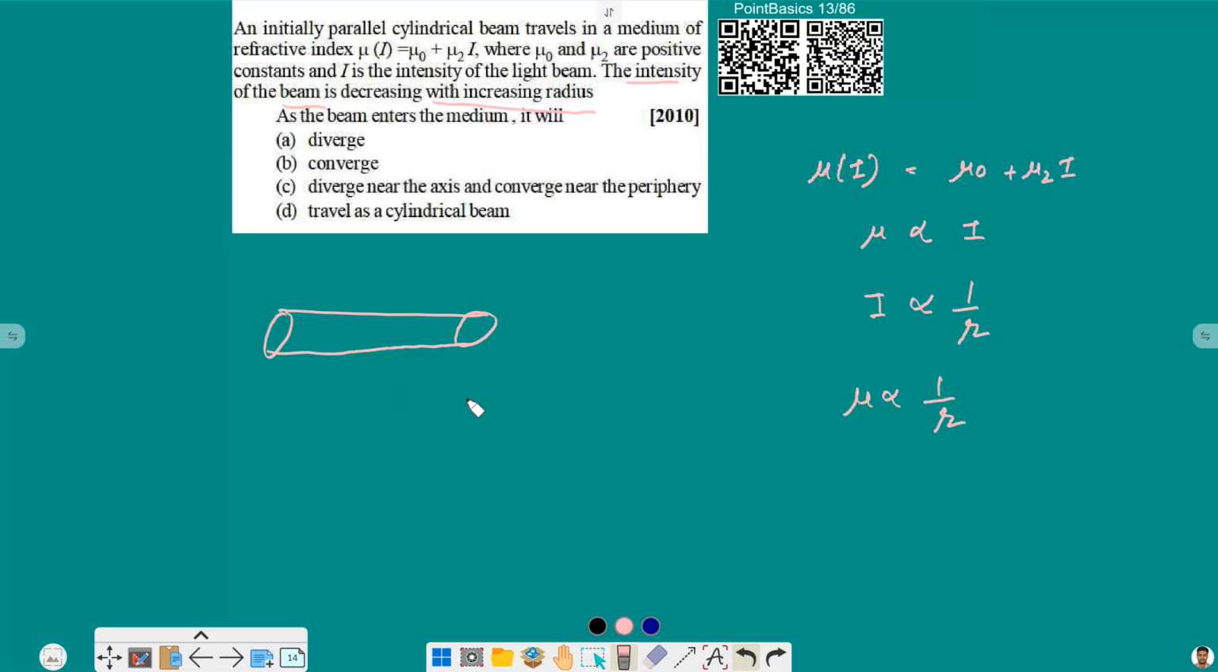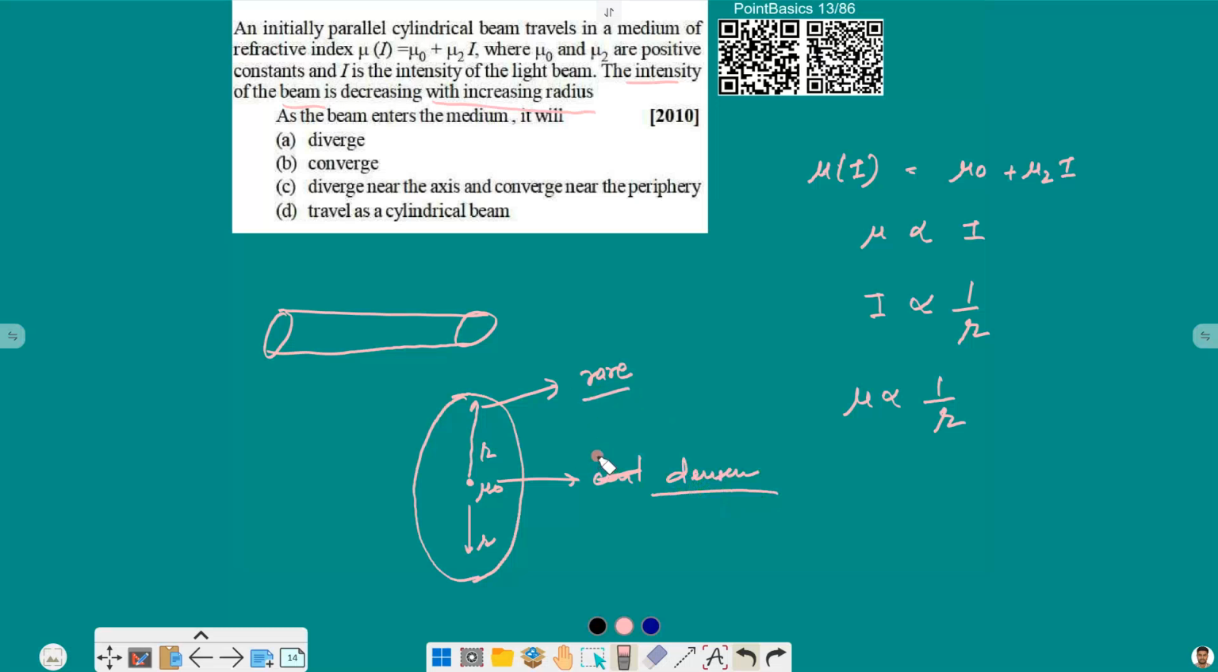So if I draw it on this cylinder, this is one face of the cylinder. Now at the center we will have refractive index as mu naught, and as we move outside, the radius is increasing on all sides, and if the radius is increasing, mu is decreasing. So the outside material will act as a rarer medium and the central material will act as a denser medium. Now we know that in a denser medium a wave travels slowly and in a rarer medium waves travel fast.